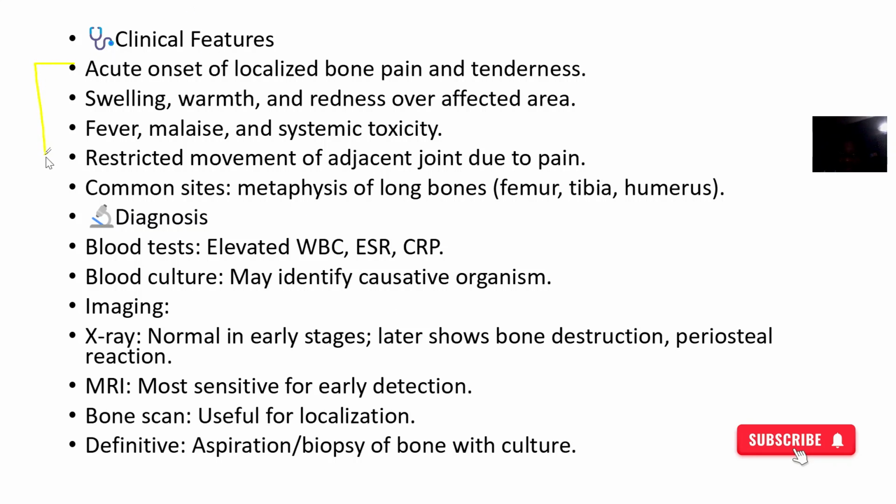So what are the clinical features? Acute onset of localized bone pains and tenderness, swellings, warmth, redness over the affected area, fever, malaise, systemic toxicity, restricted movement of adjacent joints due to pain. So it commonly affects what? Long bones.